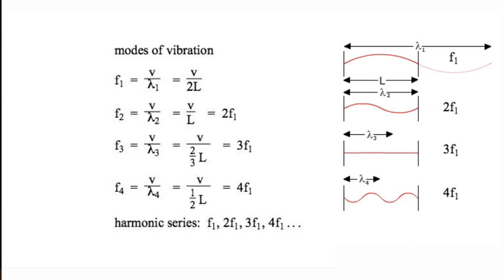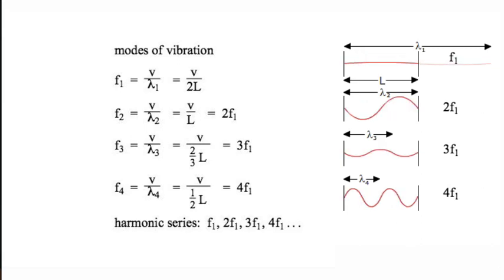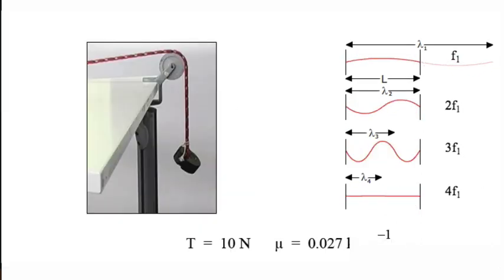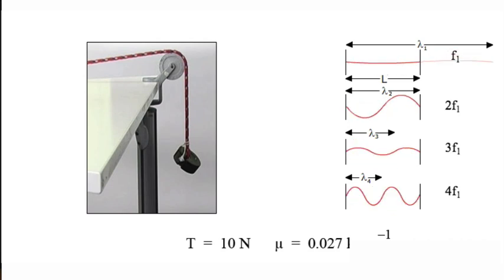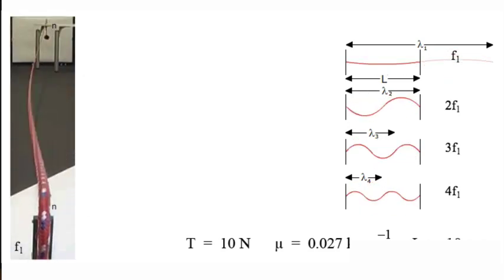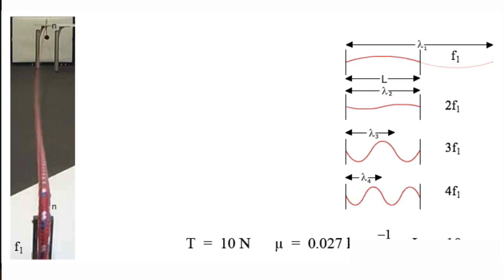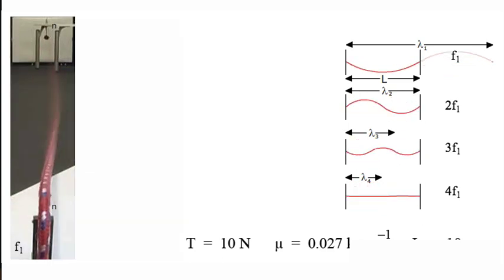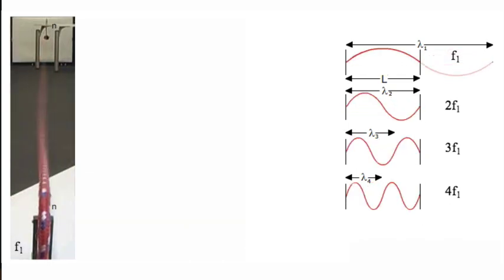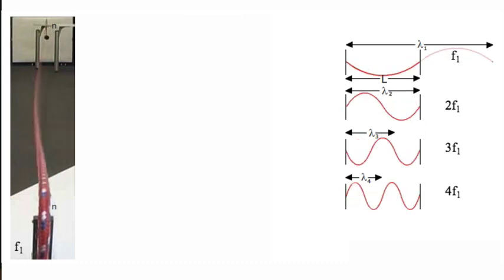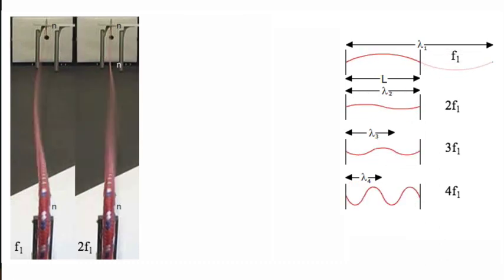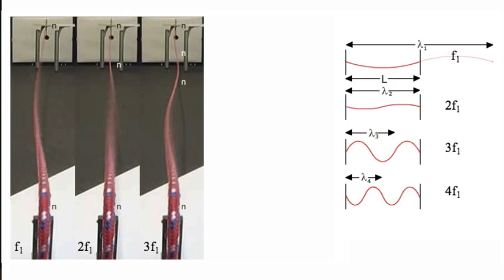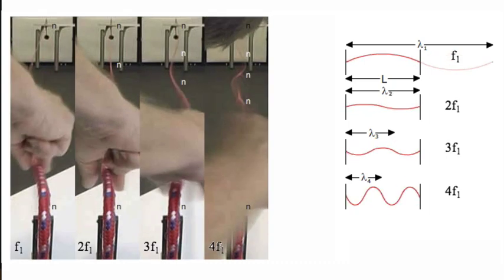We can see this in a rope where the vibrations are slow enough to see. I keep the tension constant and excite the wave with different frequencies, and I see that there are standing waves here with a frequency f1, with twice that frequency, with 3 times that frequency, and with 4 times that frequency.